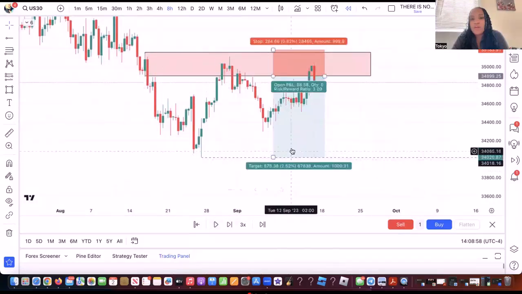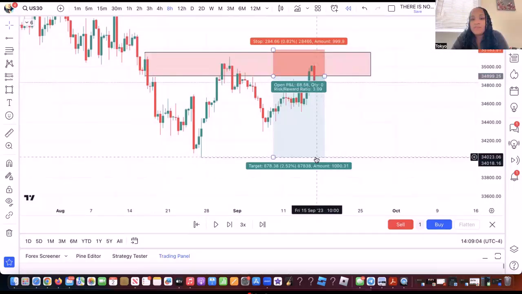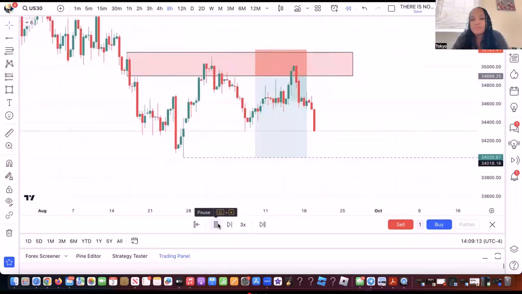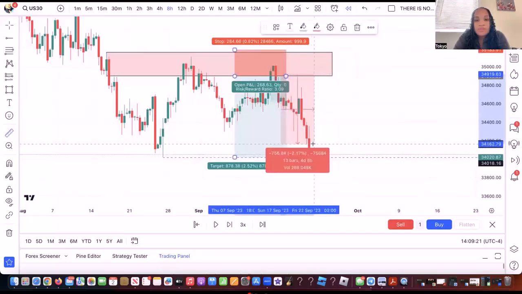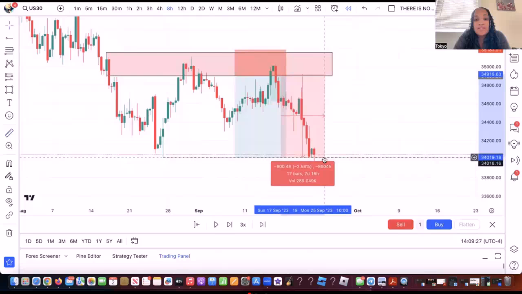Okay, we would have been alerted because price has hit the zone. The stop loss is right above here, and take profit right down here, targeting this low, and let's see how long it would take us to hit TP. Perfect. So let's see how long that took, from here to here. Okay, guys, it says that this trade would have taken 7 days. So it looks like it hit for 900 points, and it would have taken 7 days to get here.